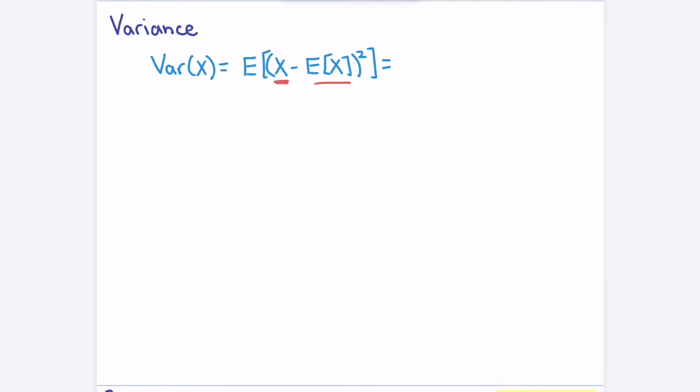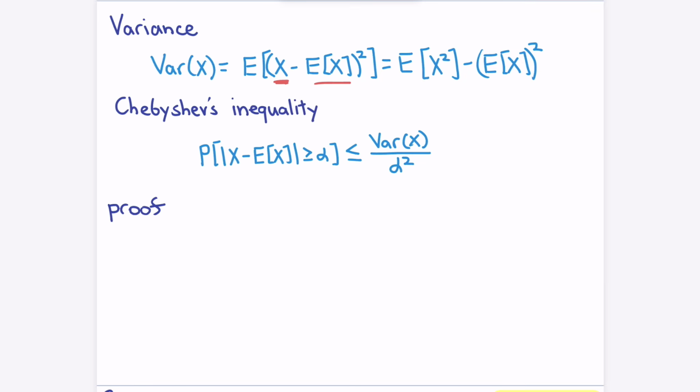And it's not so hard to work out, as an exercise. You can rewrite it as the expected value of x squared minus, it sounds the same, the square of the expected value. Okay. So why is this going to be useful to this question of how close we are to what we want? We're going to use something called Chebyshev's inequality.